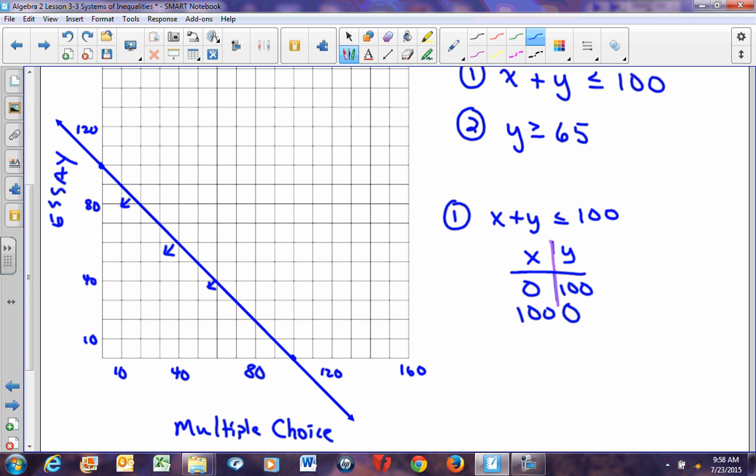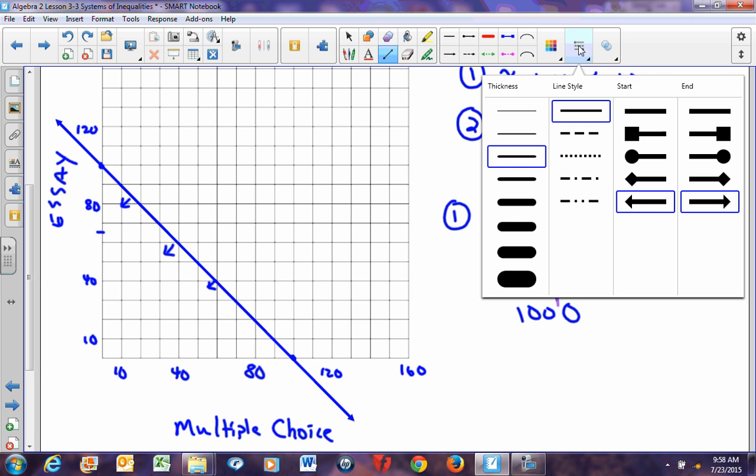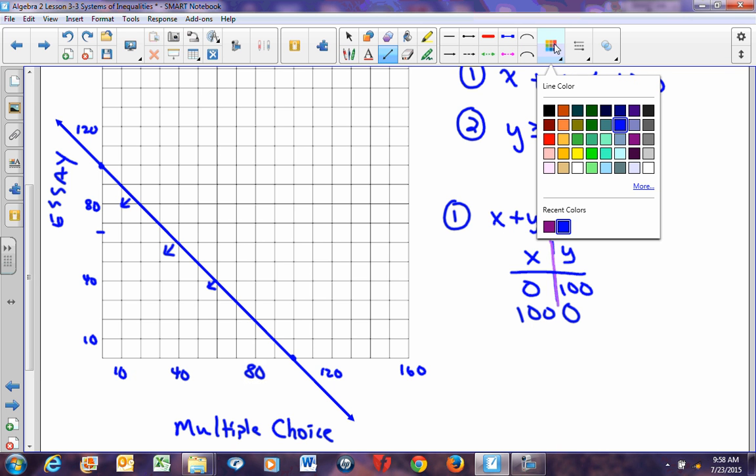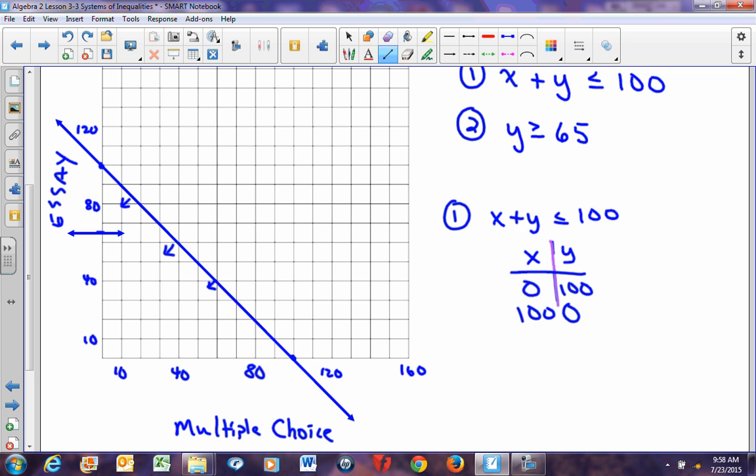The second inequality is y is greater than or equal to 65. A y greater than or equal to 65 is a horizontal line. That's 65. So 40, 50, 60, 65 would be about there. So now I need another solid line at 65. There. And that's my second inequality. And it would be greater than or equal to 65, which means it has to go up this way. So the only points which are in that little section are right here.